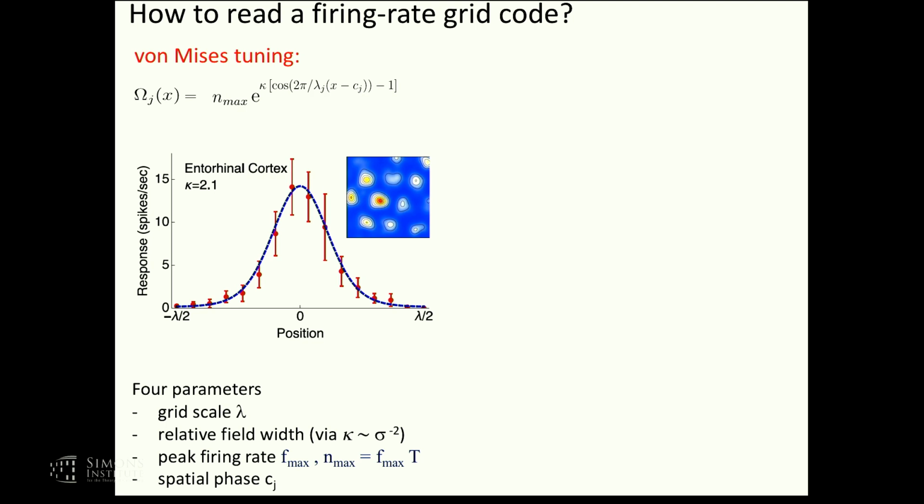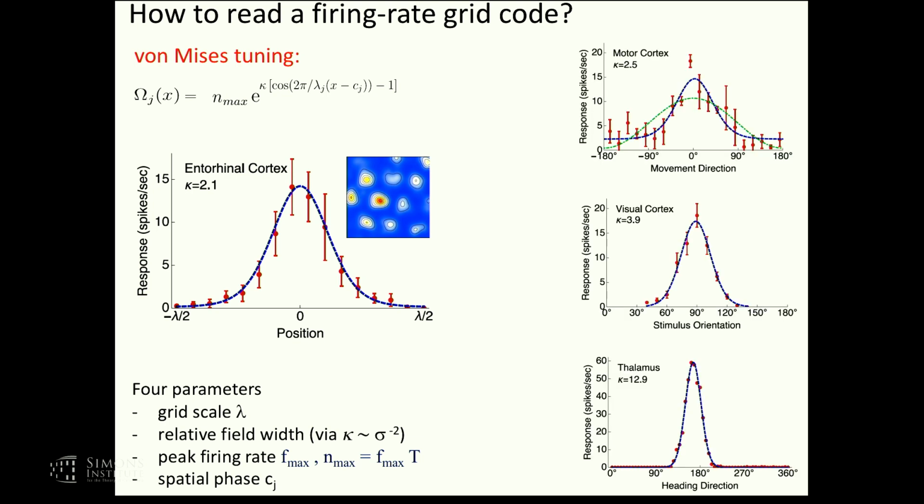And putting the cosine up here and multiplying it by what's called a concentration parameter allows you to scale the width of the grid field while keeping the period constant. So unlike a sine or a cosine, where the width is defined by the wavelengths, you have an additional freedom. In fact, these tuning curves can be found in many other systems.